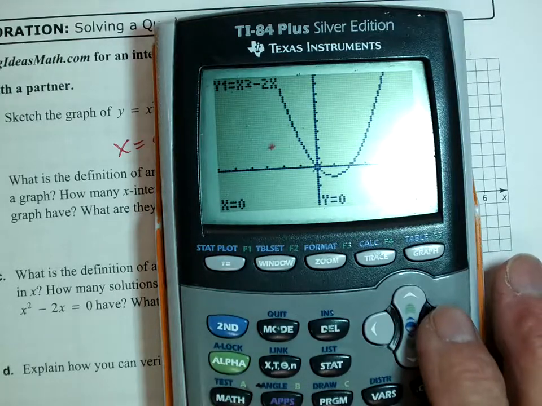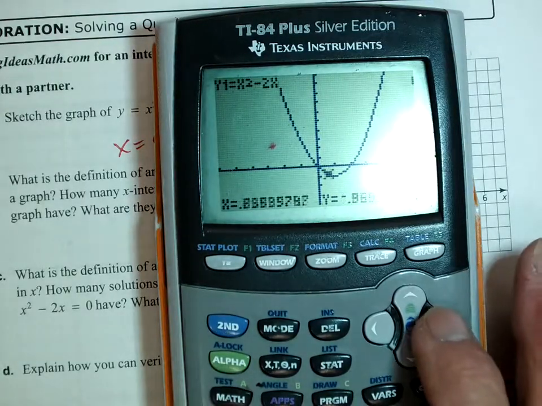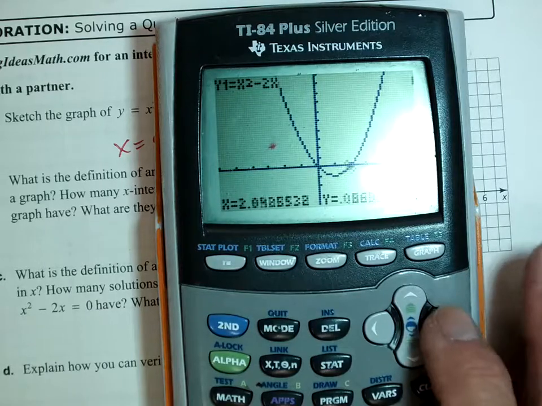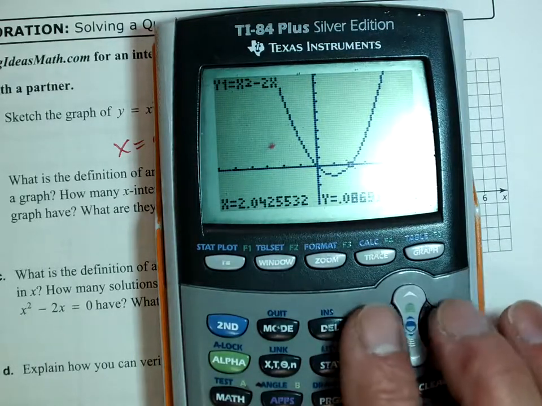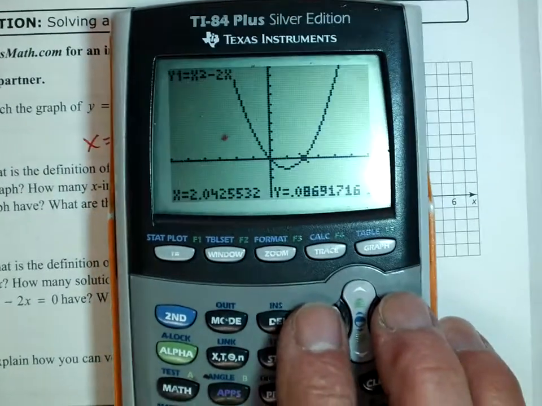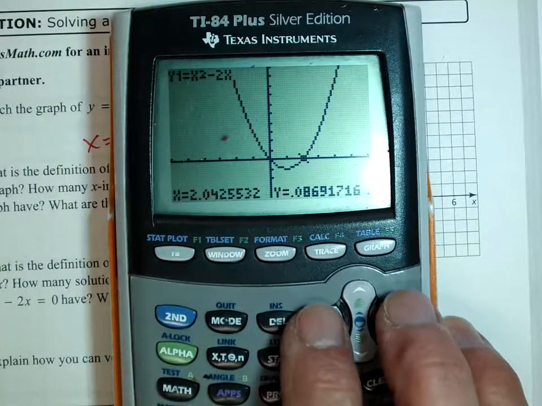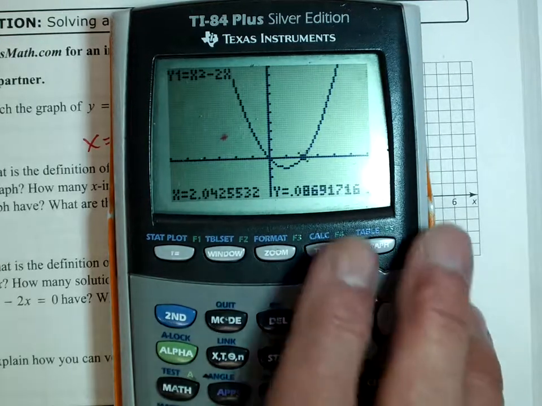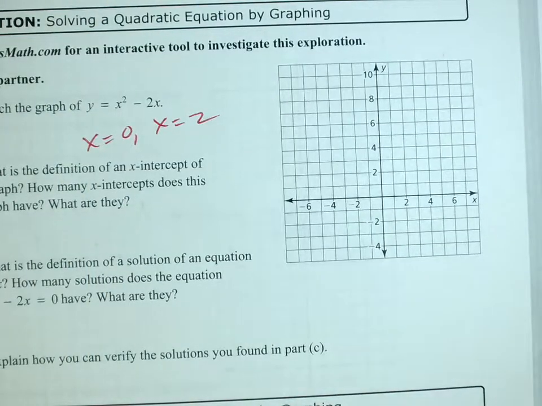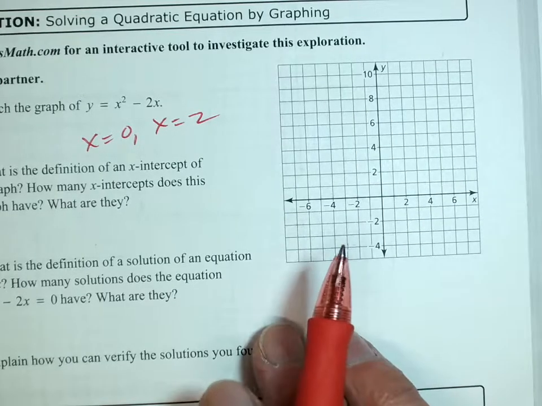There's 0, 0, like that, okay, and then I can use my trace button, and I'm at about, well, that's the hard part. See how the calculator's not foolproof? Sometimes it'll give me close to 2, 0, but not exact. So the calculator's a great tool to get an idea of what's going on.